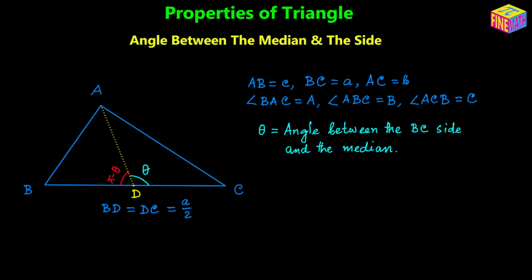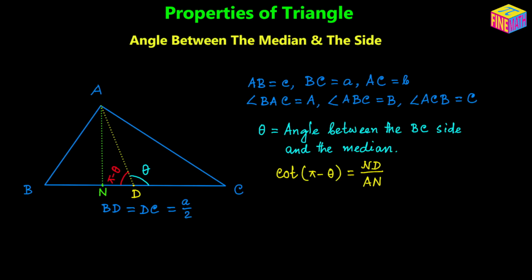So here in this video we are going to see how we can find out the value of theta. Theta is the angle between BC and the median AD. In order to calculate the value of theta, let's draw a perpendicular from A onto BC, and let's suppose that the perpendicular is AN. If we think about the right triangle AND, angle ADC is equal to theta, so angle ADN will be pi minus theta.